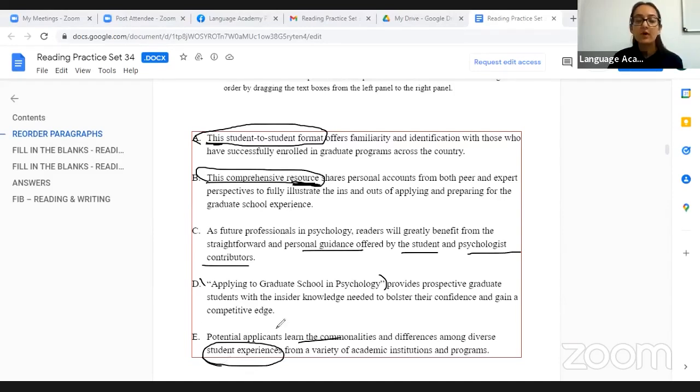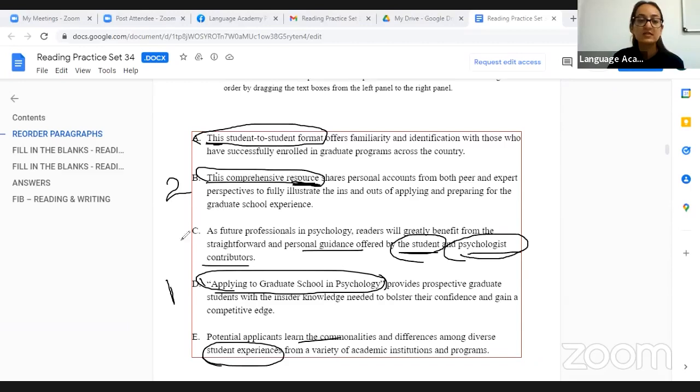And then if you put one by one, the first sentence will be D, because this is the topic, that this resource is what they are talking about. And then the second is reference to this resource. This resource means this one. This brochure is what is referring to as this resource. And then there was a sentence which talked about information from both student and psychologist. This will come at number three, because after that we are only talking about student. So that is why it will be the narrow version of that. So it will be four.